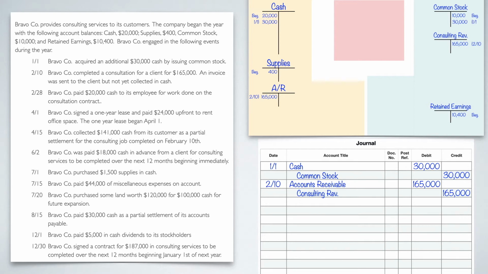2/28. Bravo Company paid $20,000 cash to its employee for work done on the consulting contract. So 2/28 is our date. Is cash involved here? Yes, cash is involved. It says $20,000 cash. What is our cash doing? Our cash is now going down because we paid this to our employee. So our cash is going down, and in order to make cash go down, we need to put it as a credit. So let's go ahead and credit cash for $20,000.